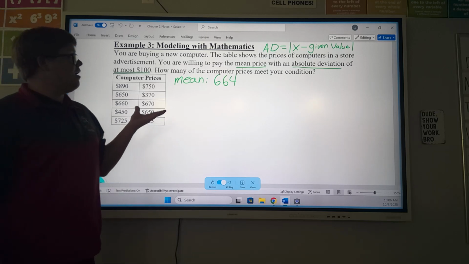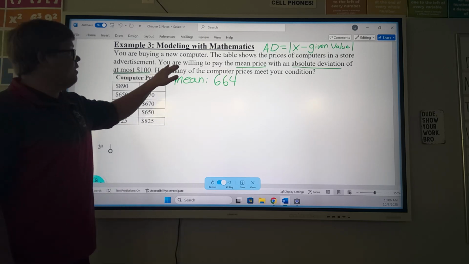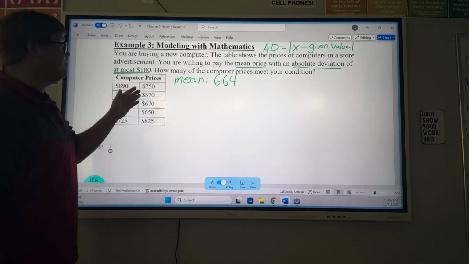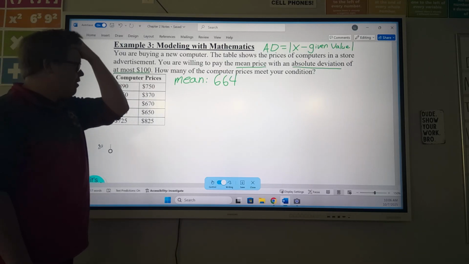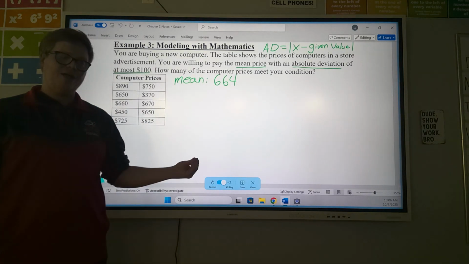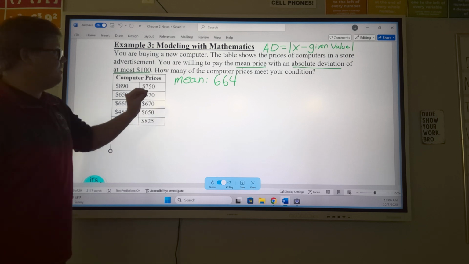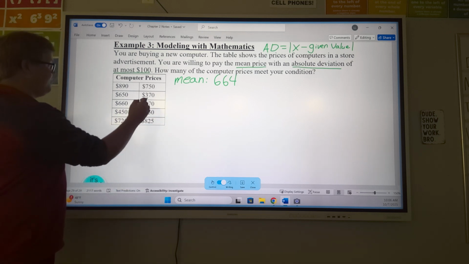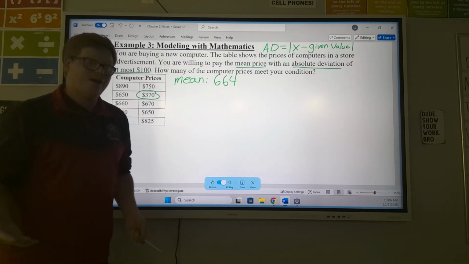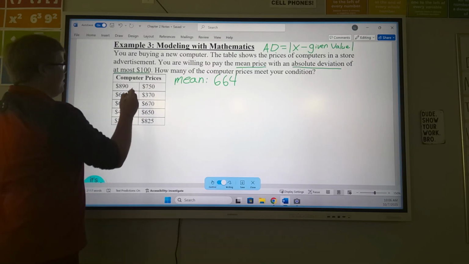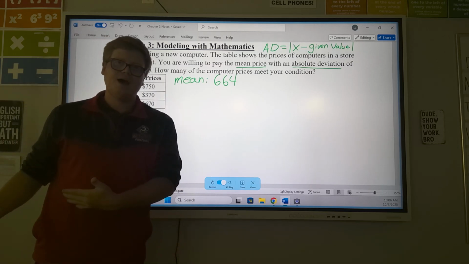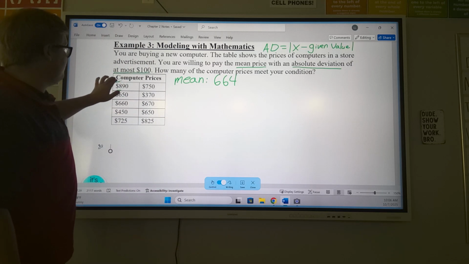Okay, so we know that our mean is 664, and we are willing to pay the mean price of 664. But we have that absolute deviation of at most $100. So what we are saying is we want to buy the average computer, right? Paying the average price. Basically what we said is we don't want to buy one of these $370 computers because maybe they're cheaply made or they don't have all the things that we want on it, right? But we also don't want to pay the highest price, which is $890, because you know sometimes when it's a certain brand name, it's priced a little bit higher, right? We want to buy a computer that's right in the middle.